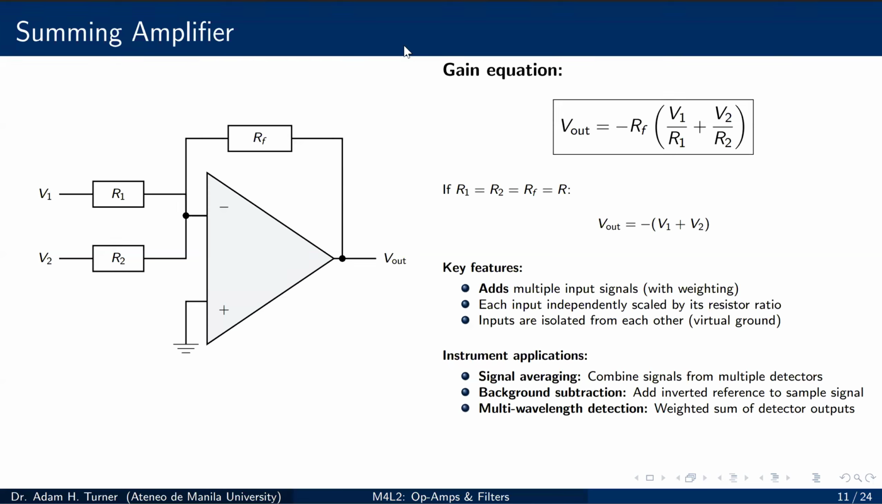I'm never going to ask you to derive this one, but you should understand the concept here: multiple inputs, weighted summation, and virtual ground at the inverting node.